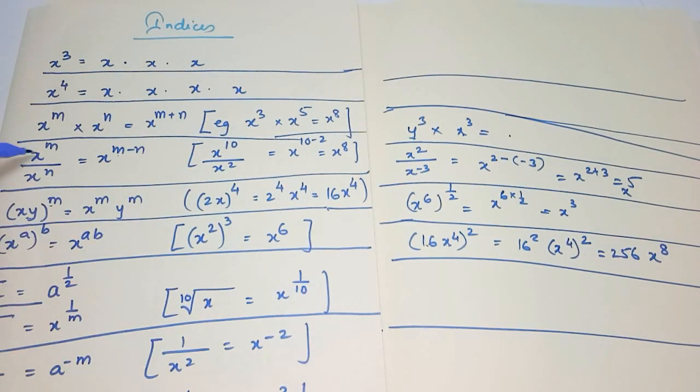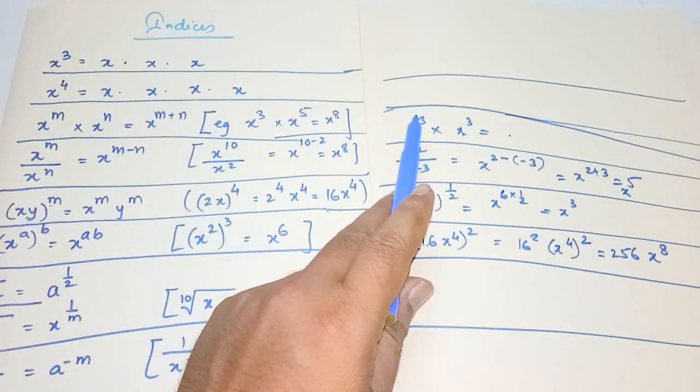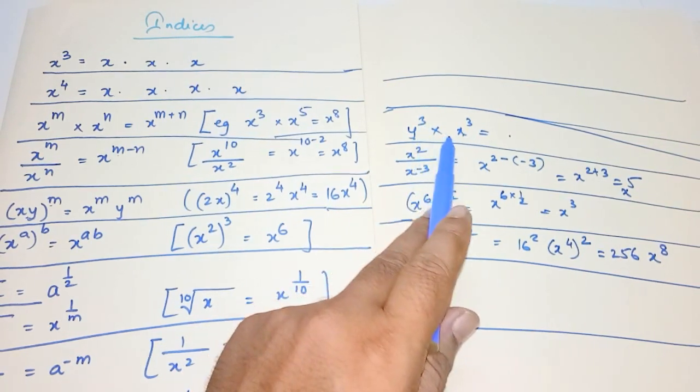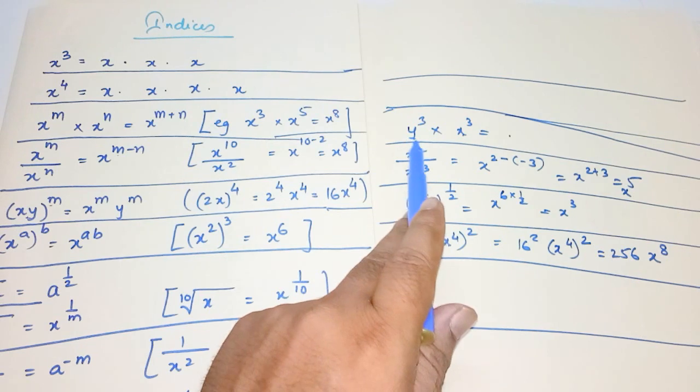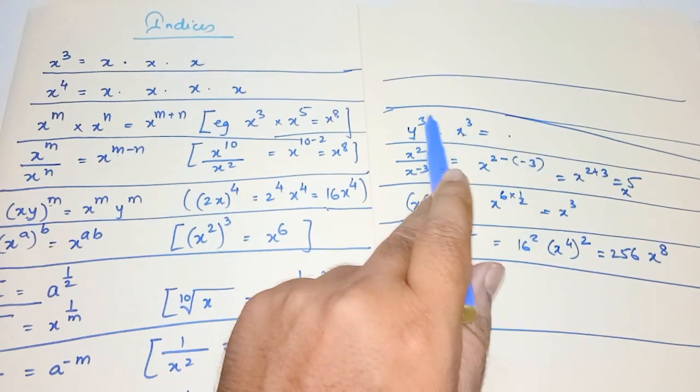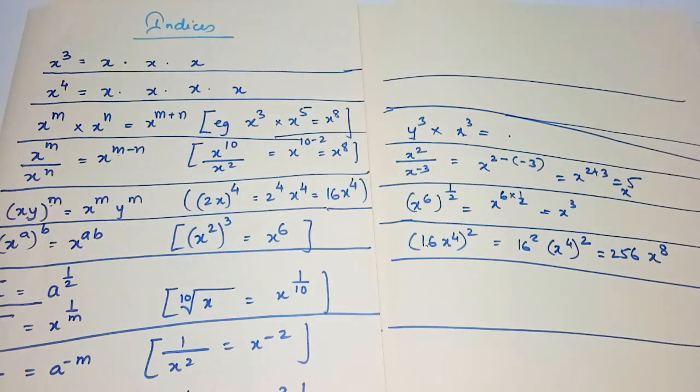Second example is when you consider y cubed times x cubed. Can you multiply with this property? No, because they're two different quantities. So you can't simplify this using this property.